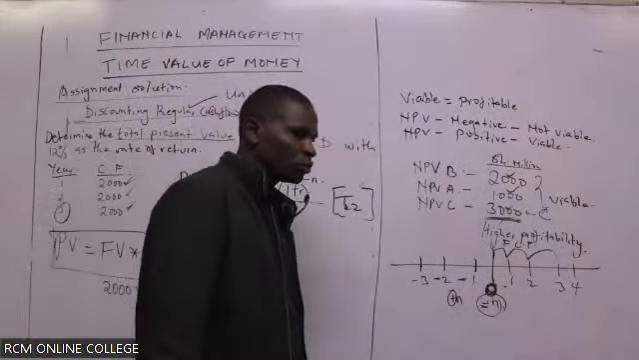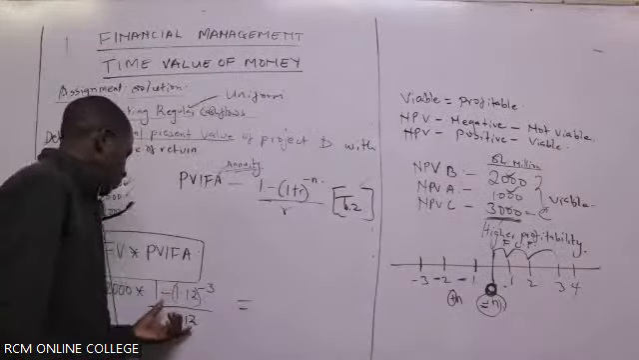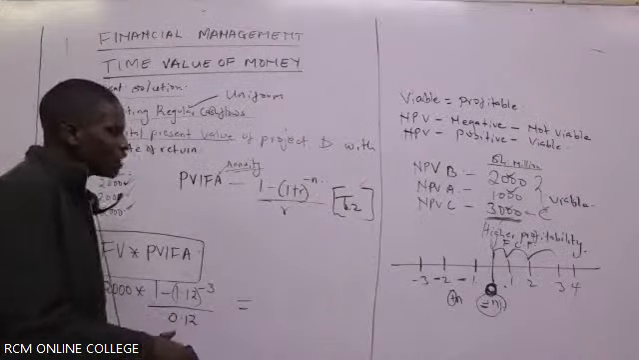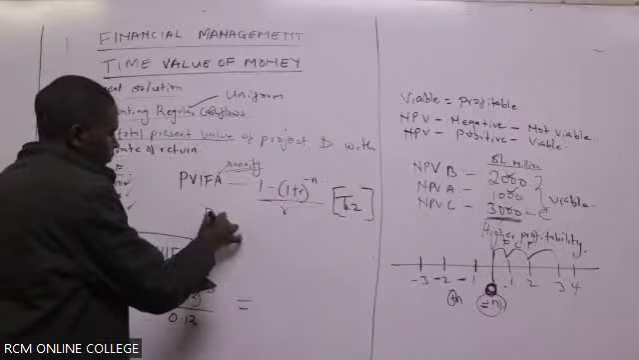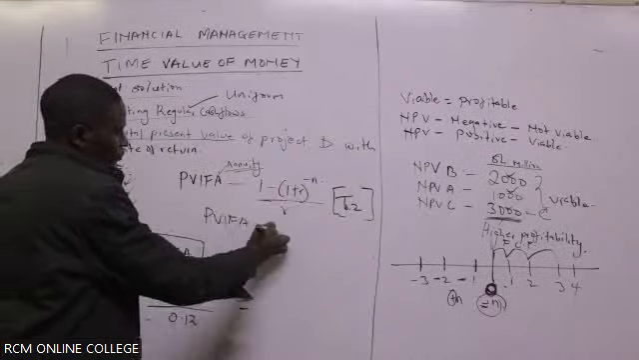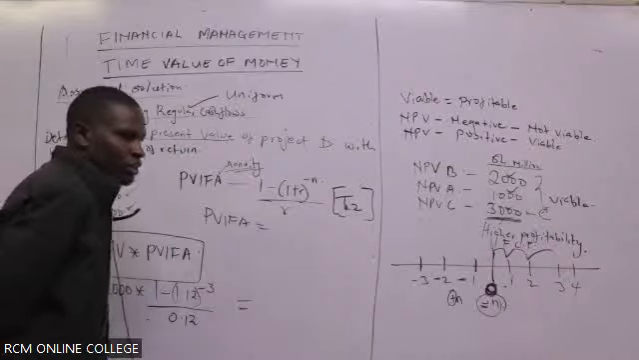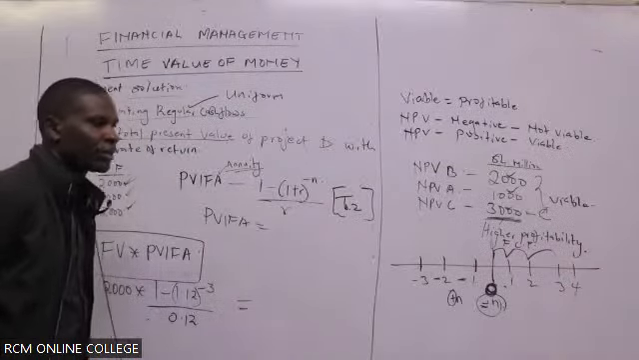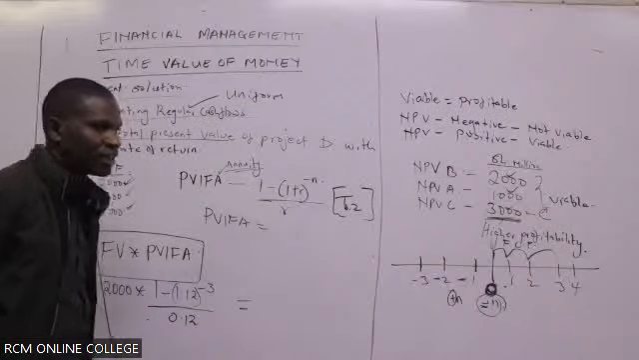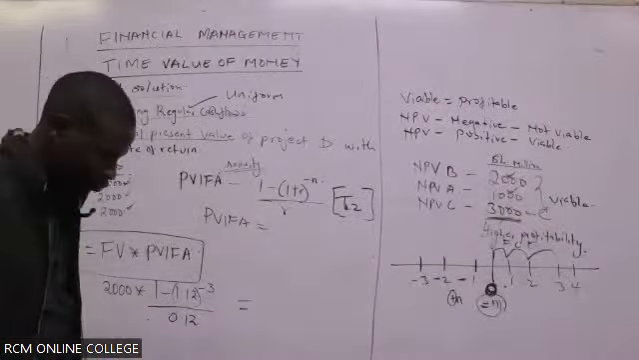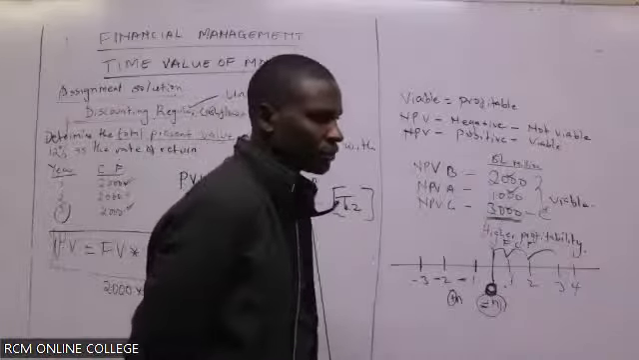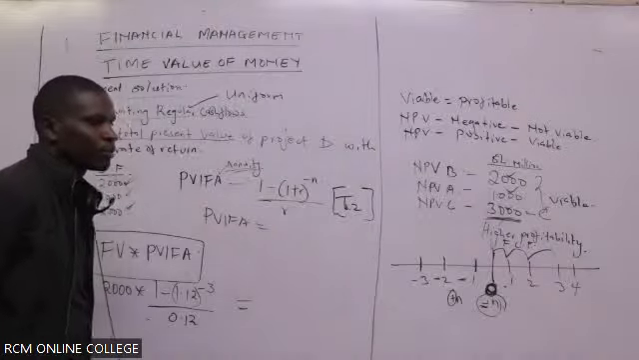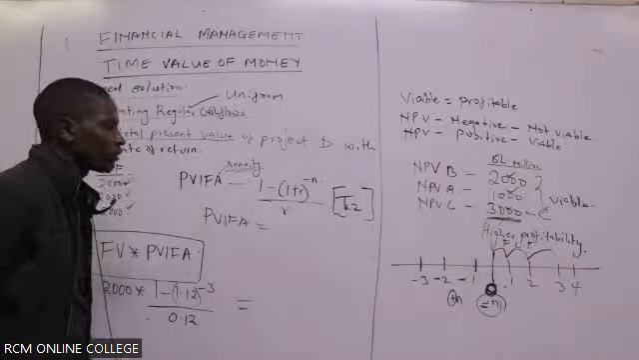So use the table to get the PVFA. Somebody to use the table. Somebody else to use a calculator. What is the PVFA here? How much will it be? Somebody use the table, somebody else can use a calculator. What is the PVFA? Quickly, quickly.